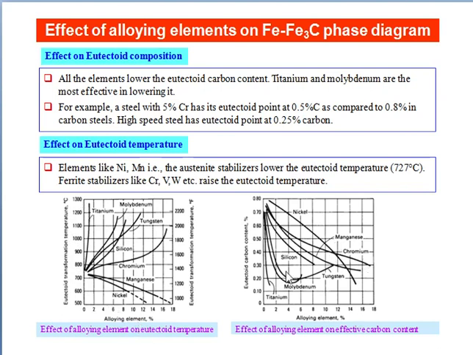This figure shows the effect of alloying elements on eutectoid carbon content. This is for titanium, this for molybdenum, this one for tungsten, this one is for silicon, this for manganese, chromium, and this for nickel. This is eutectoid carbon content versus alloying element in percentage.